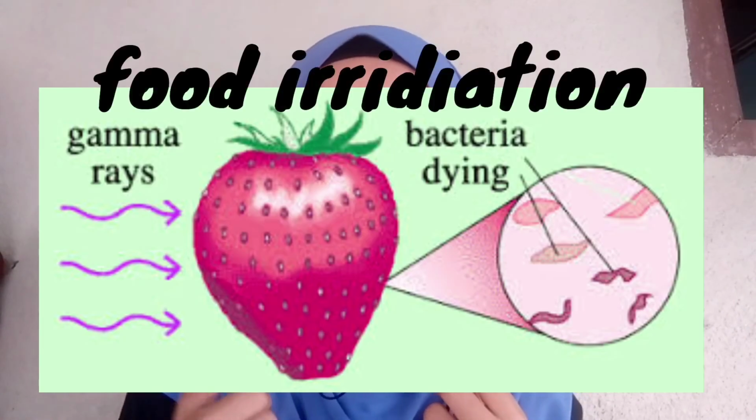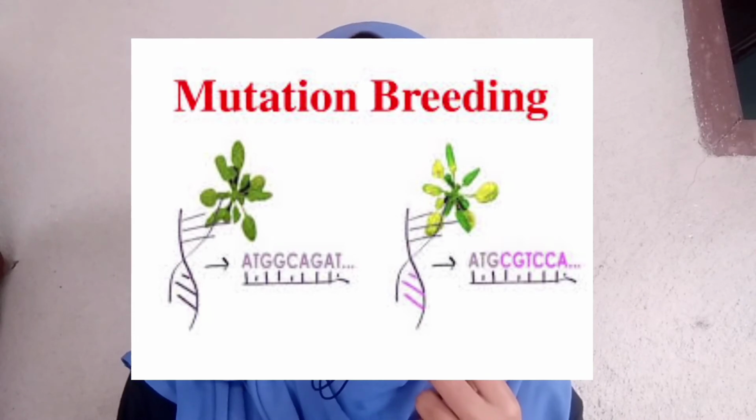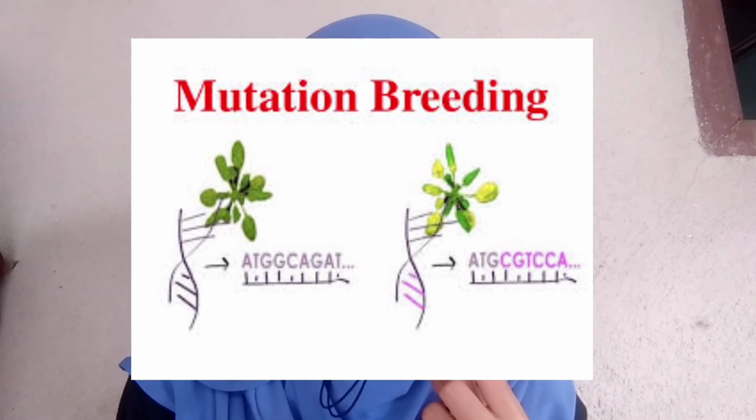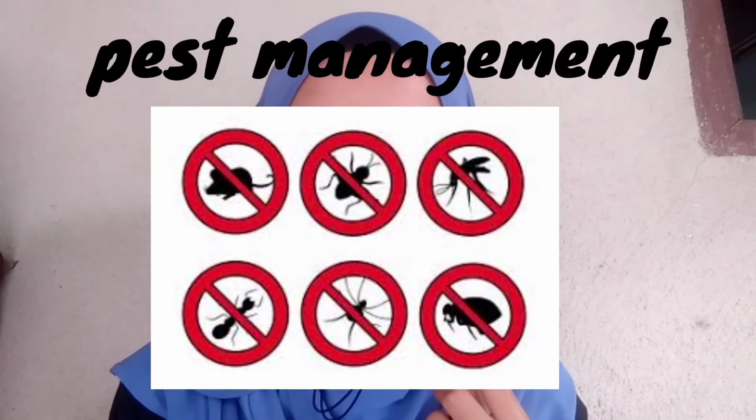Assalamualaikum warahmatullahi wabarakatuh. Firstly, I want to present the discussion. So in the slide, what is the application of nuclear chemistry in food and agriculture? The applications of nuclear chemistry in food and agriculture are food irrigation, food preservation, plant and animal mutation, fertilizer, and also pest management.